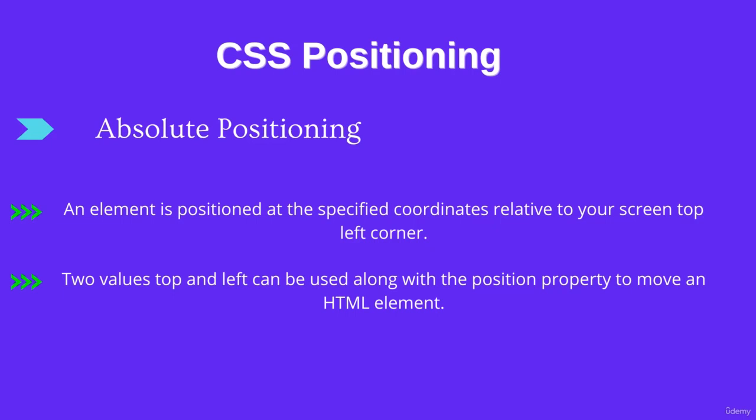Two values, top and left, can be used along with the position property to move an HTML element. For example, if you pass 0, 0 in the absolute position, it will go to the top left-hand side, and if you want to make some changes, you can just keep changing the values, the left and the top, to place it in a particular position.